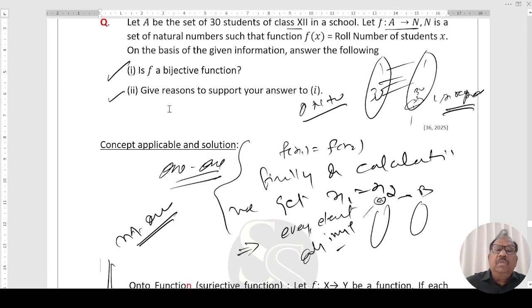So the given function is not bijective. Reason: for a function to be bijective, it should be 1, 1 and onto. Because it is not onto, therefore it is not bijective. Right? Next question.